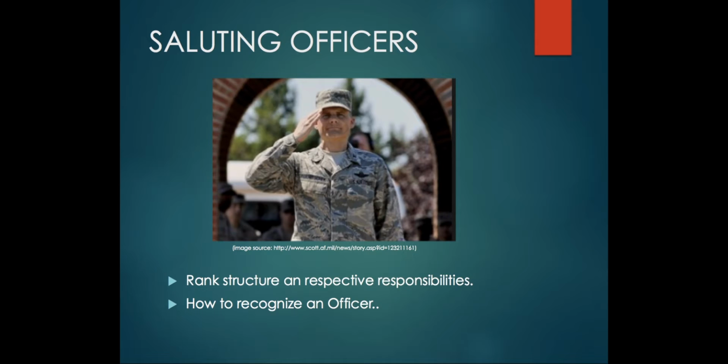And the way to recognize an officer is by looking at the lapel on their shirt, as opposed to enlisted members who have their ranks on their biceps on the side of their arms. All officers will have their ranks on their lapels, and outside, when they're wearing their hats, they'll have their rank on the middle and the front of their hat.